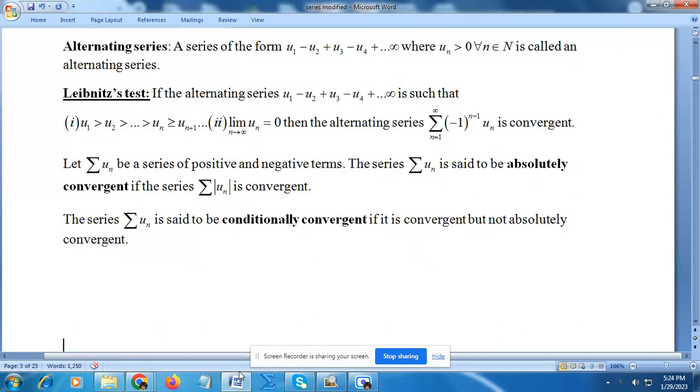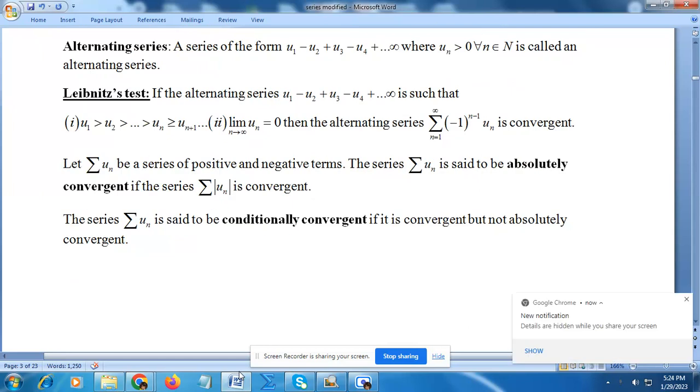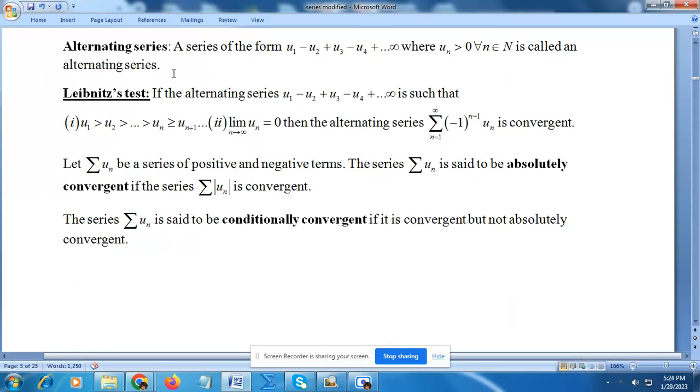Good morning, students. Today we'll discuss the Leibniz test. Before going to the Leibniz test, you have to learn alternating series. An alternating series is in the form u1 minus u2 plus u3 minus u4 plus and so on. That is alternately plus or minus, which is known as an alternating series.